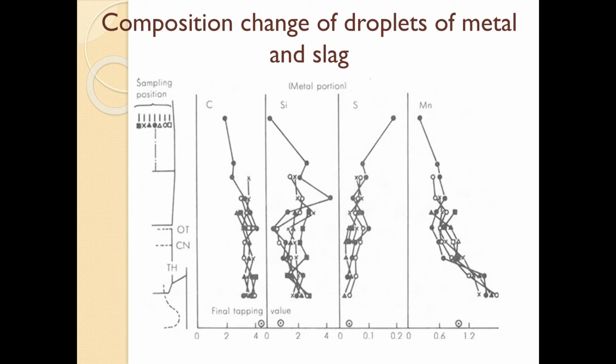This gives an idea, again from a dissected blast furnace, of the change in the composition of metal droplets and slag. So, these are the sampling positions from where they picked up the metal and slag droplets, and as you can see this is the tuyere region. So, temperature is high in this region. So, carbon pickup by slag and metal is very high.